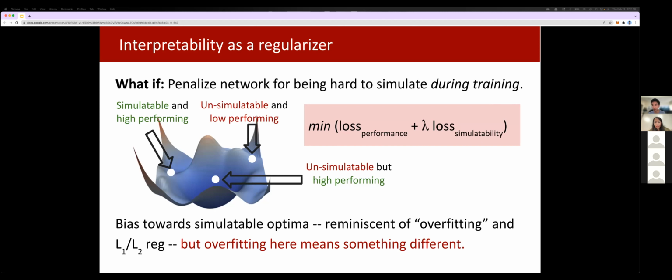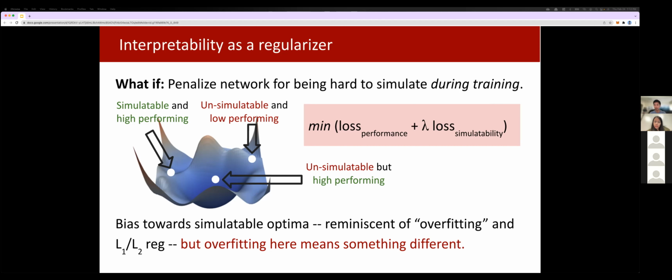And traditionally, we use stochastic gradient descent to find those, and that does a pretty good job. But of the high performing ones, some of them are more simulatable than others. That's very likely true. And so how do we find those minima that are both simulatable and highly performing? And in some sense, I'm willing to trade a little bit of my performance if it means I can be more easily understood.